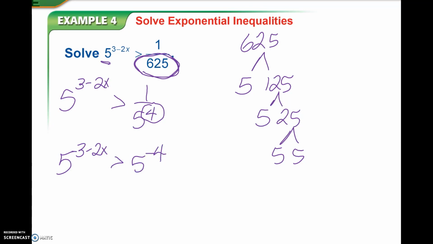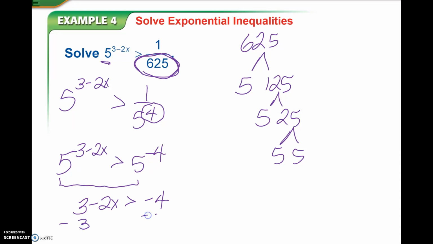So same concept, just have to remember our rules for exponents. Most of the time we saw negatives, we moved them down so they weren't negative anymore. But here we're going to go ahead and move those up so that these bases now are the same. So then 3x minus 2x is greater than negative 4.